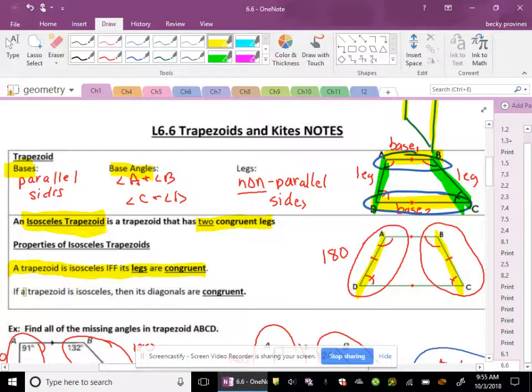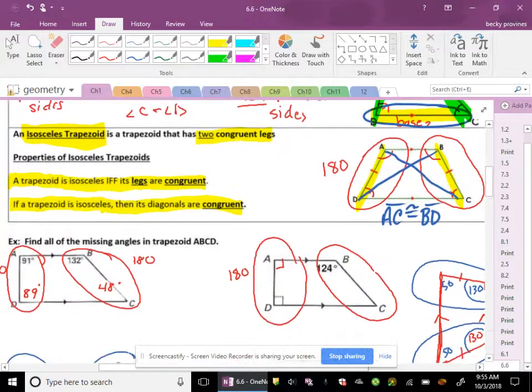Now there's also another piece of information down here we need to draw in. It says if it's isosceles, the diagonals are congruent. And we're going to use this actually quite a bit. So this is what I mean by diagonal. And you might want to go ahead and draw this in. If I could draw straight, those two are equal. So AC is congruent to BD. They have the same measure.